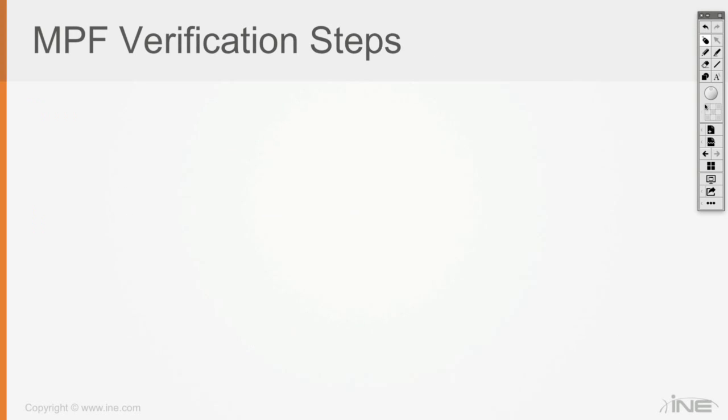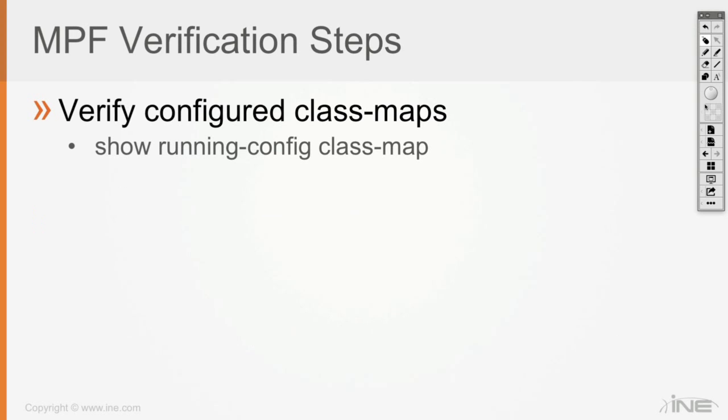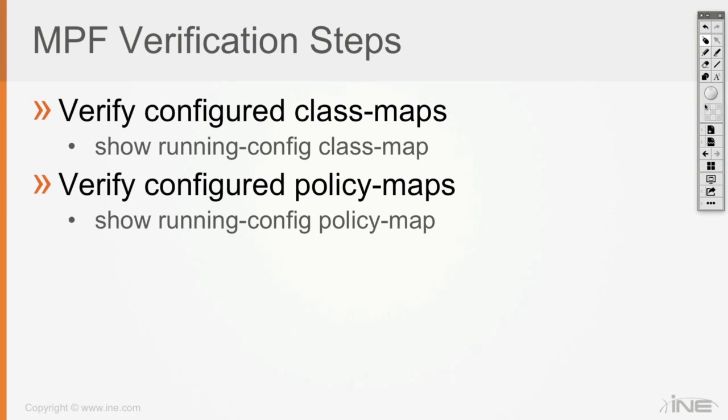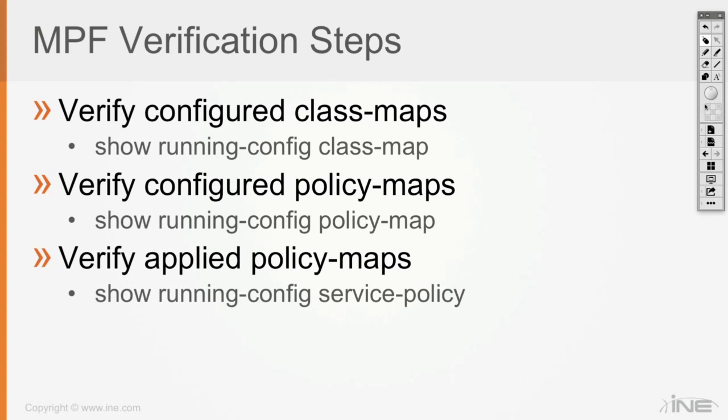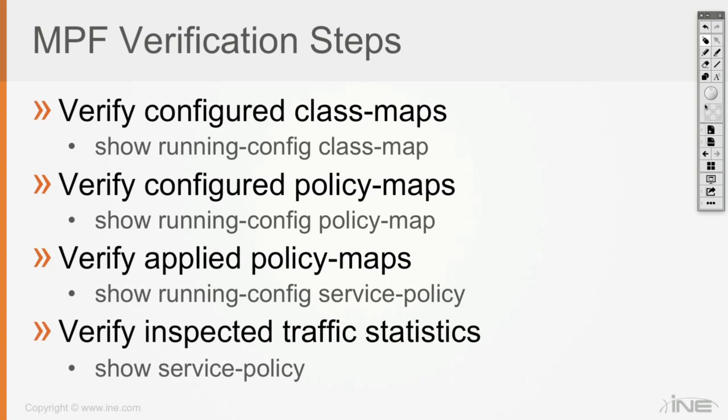Now verification steps: we can verify configured class maps with show run class-map, configured policy maps with show run policy-map, and verify applied policy maps with show run service-policy. So which policy maps have been applied and how, globally or per interface. And of course, once we send traffic which is inspected by MPF, we say show service-policy to see traffic statistics in there. Now let's go on the configuration side.